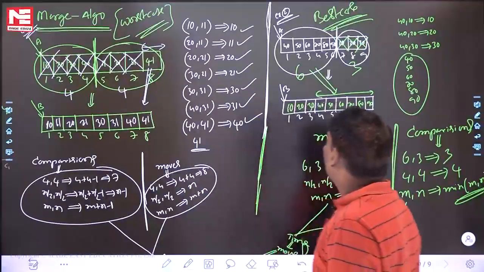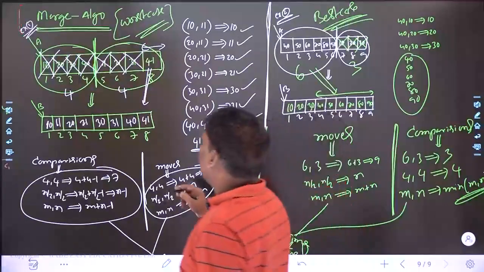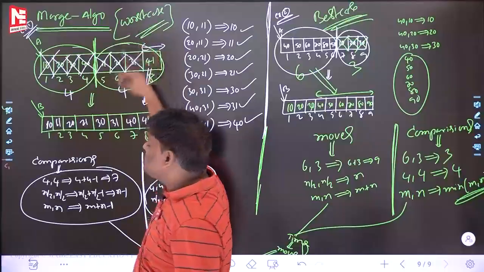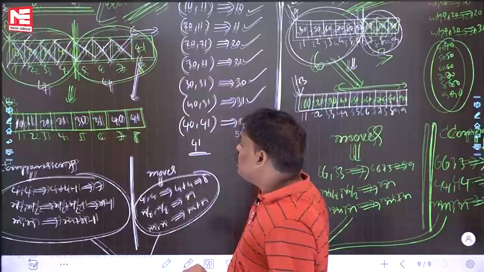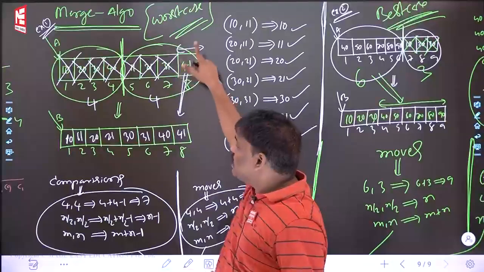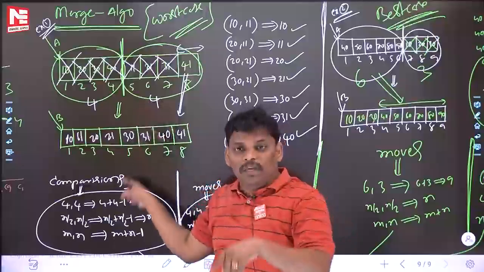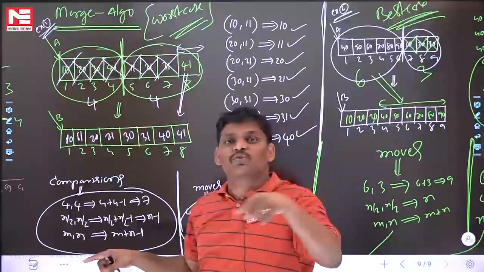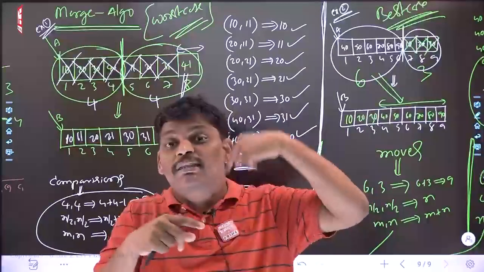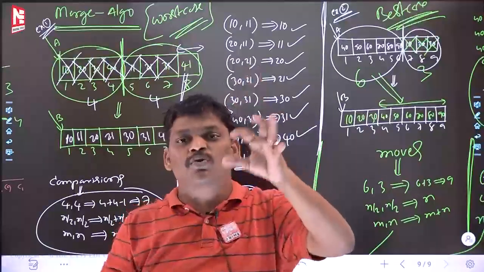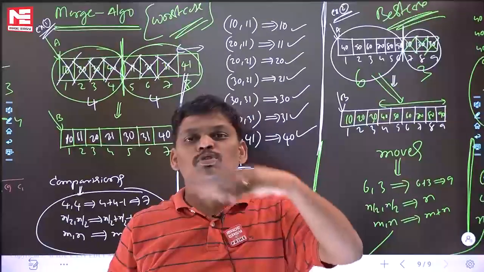Fine. And one more interesting answer. Whenever this merging is going on, where is the input? In the A array. But where is the output? In the B array. What is the meaning? While merging is going on, you are keeping the result in some other array. Means you are taking some space extra.